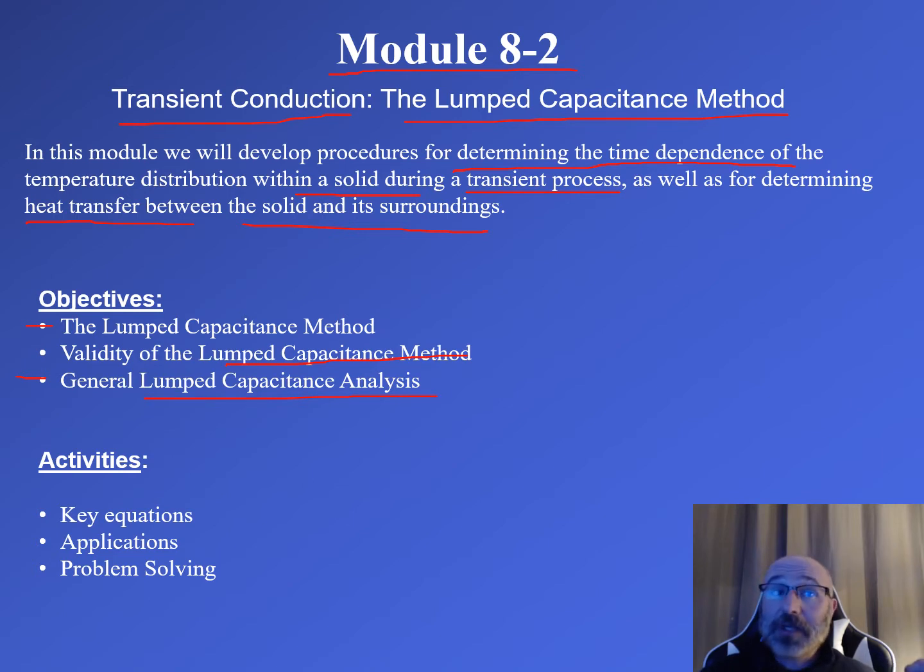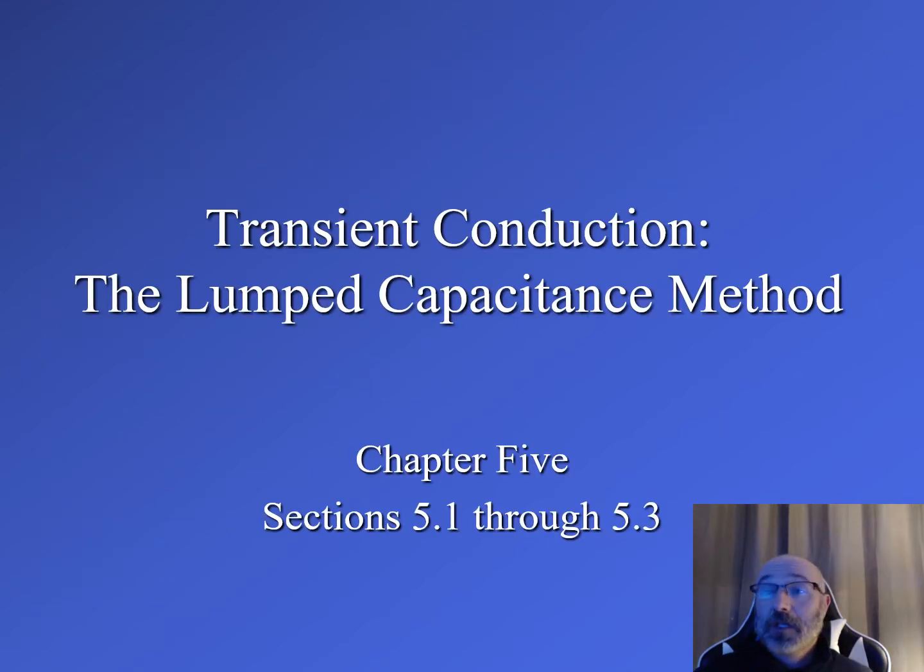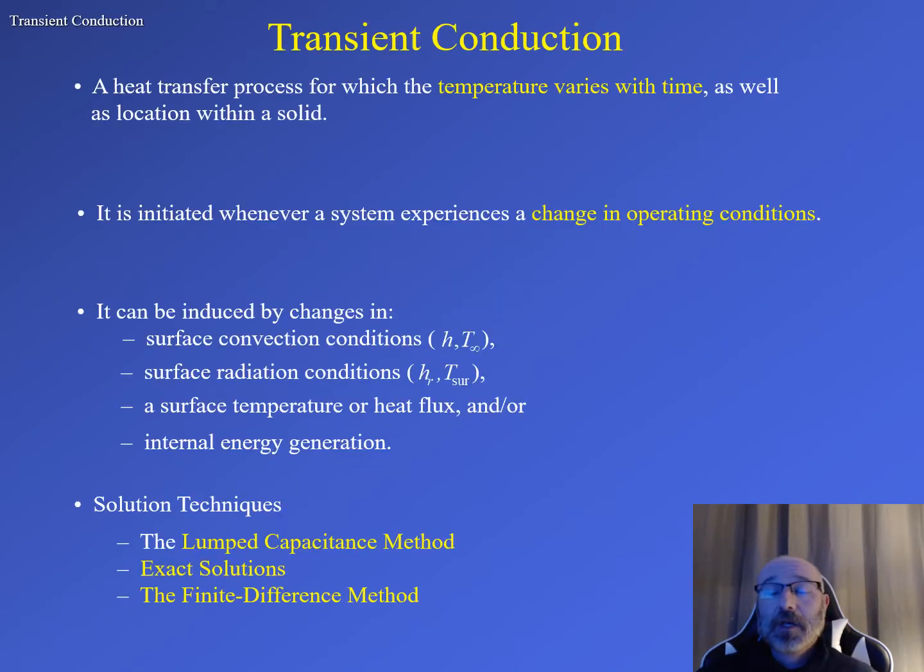So activities within this module, we're going to talk over some of the key equations, go through some of the theory from the above topics, talk about some applications, and then go through some hand solutions to some problems. So with the second section of Module 8, we're going to be getting into our Chapter 5, in particular looking at sections 5.1 through 5.3 in our textbook, covering the topics of transient conduction and our lump capacitance method.